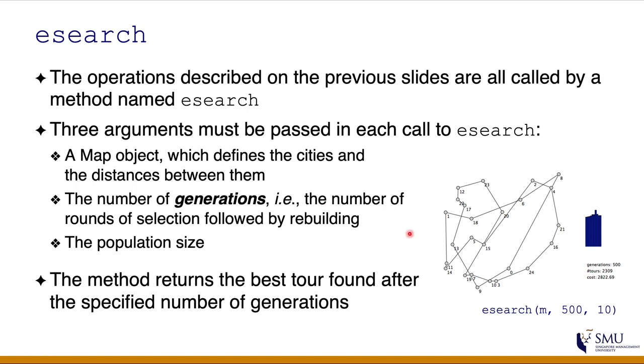This e-search method is very easy to use. All you need to do is to specify a particular map object you would like to search a solution for. And the second number over here represents the number of iterations you want the method to run. And the final parameter is the size of the population. Okay, so very easy to run. You just specify the 3 parameters, and the method will run.